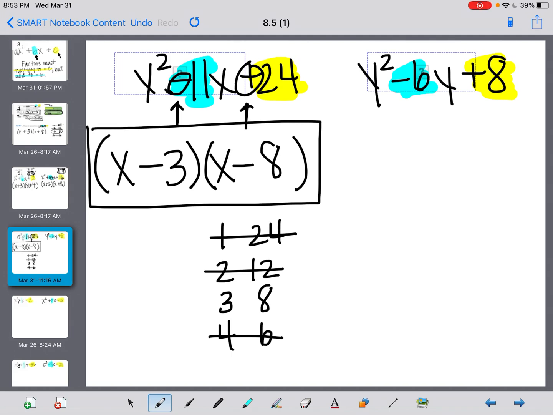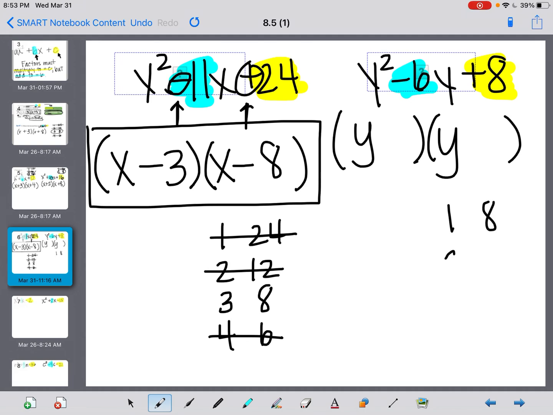Okay, similar over here, only this time we're switching variables. Now I need a y in each binomial. And I need a number that multiplies to be 8, adds to be -6. So we're going to list our factors of 8. 1 and 8, 2 and 4. That's all we've got. 1 and 8 do not add to be -6.